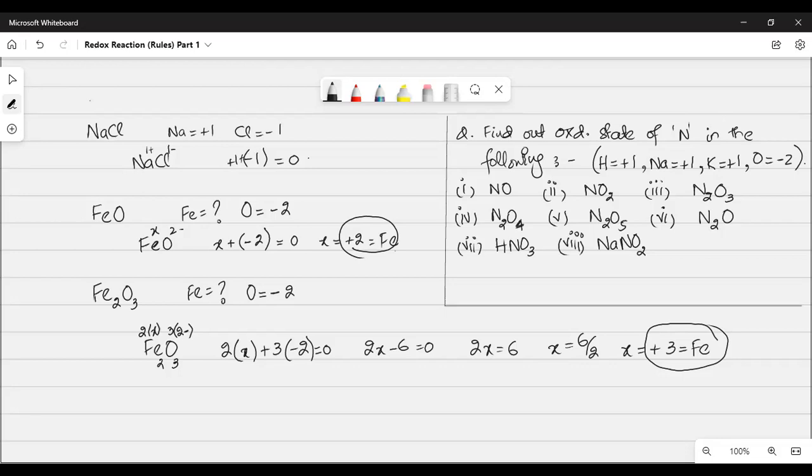Sir, for the first one, N is equal to? -1. No. The charge on oxygen is -2. So N must have the exact opposite charge in order to balance it. So if O is minus 2, N must be equal to plus 2.